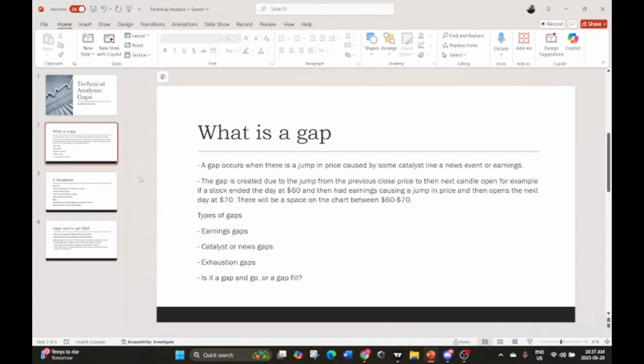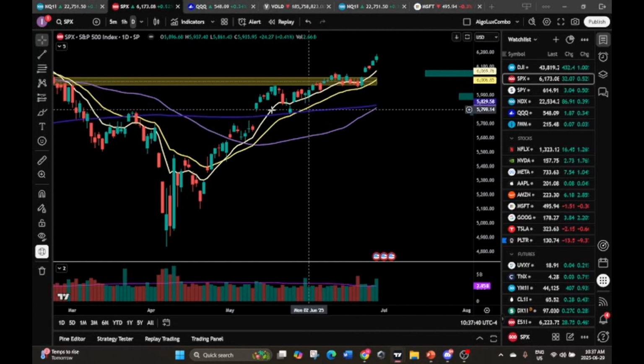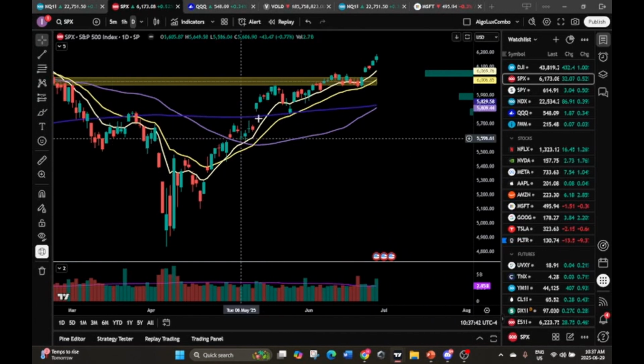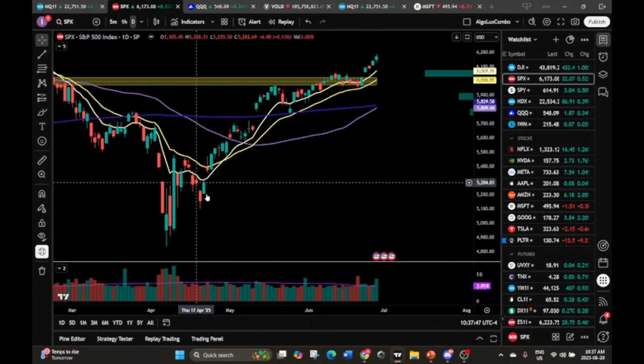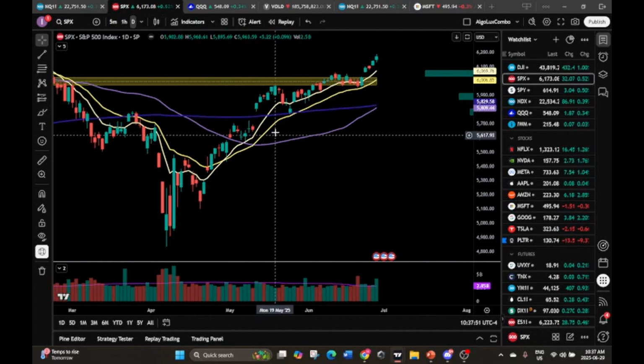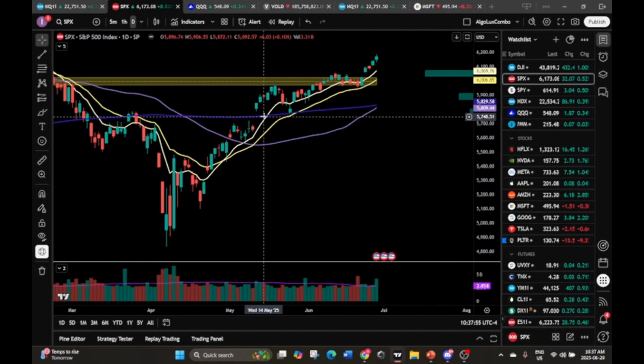First, I just want to identify exactly what a gap is: that jump in price. If you take a look at the charts here, I can show you one example. This is the S&P 500, the SPX, and you can see noticeably on your chart that we're already seeing some pretty strong gaps up in price. The two gaps I want to bring attention to are the gap up on April 22nd and the gap up on May 9th. These two gaps were caused by economic news events.